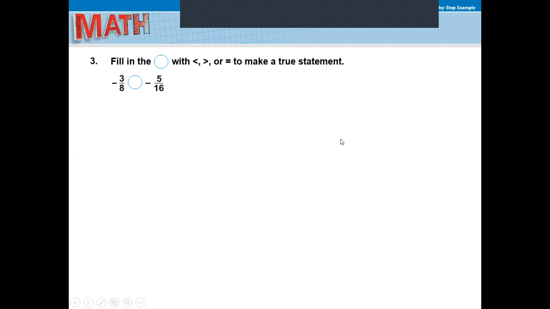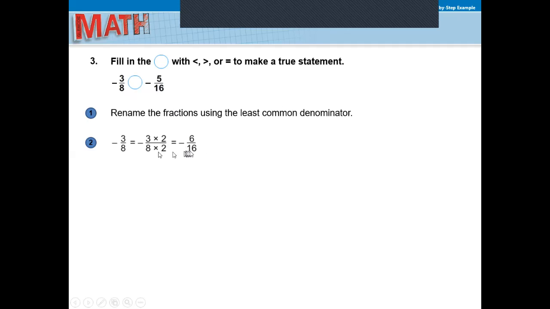Number 3, fill in the blank with less than, greater than, or equal to make a true statement. -3/8 compared to -5/16. Rename the fractions using the least common denominator. So the common denominator is going to be 16. So -3/8 equals -6/16. -5/16 equals -5/16. They haven't changed it. It already had 16 as a denominator.